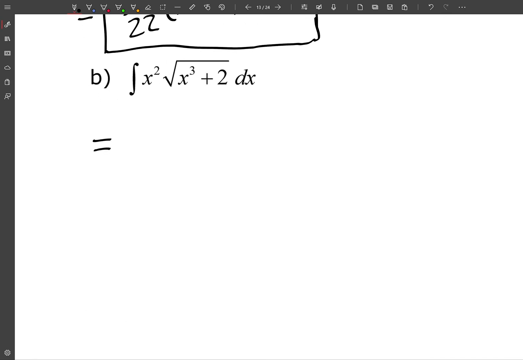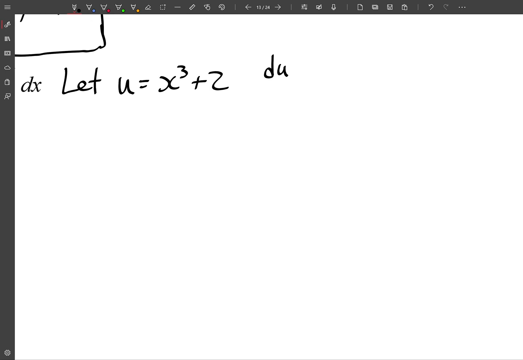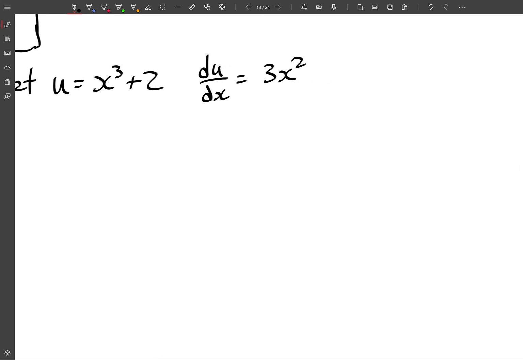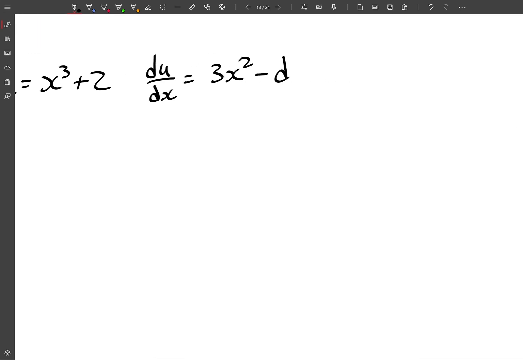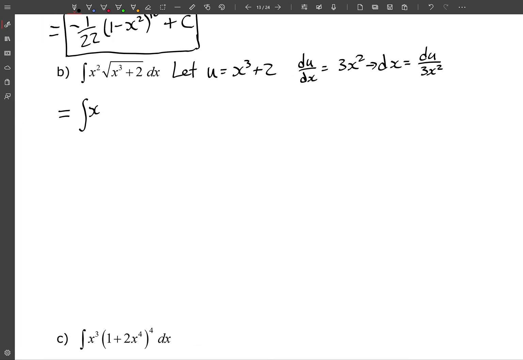Okay, so yet again, we need to decide what everything's going to be. So I'm going to let u equal x cubed plus 2, which means du/dx is equal to 3x squared. That's important. Which means dx is equal to du over 3x squared. So my new integral is going to be x squared, square root of u, du over 3x squared. The x squareds delightfully cancel. We've got the integral of u to the 1/2 du over 3.